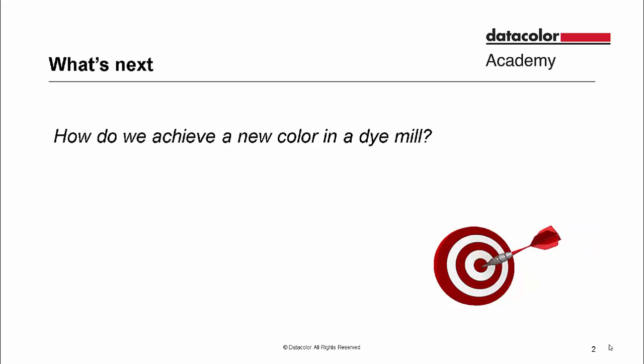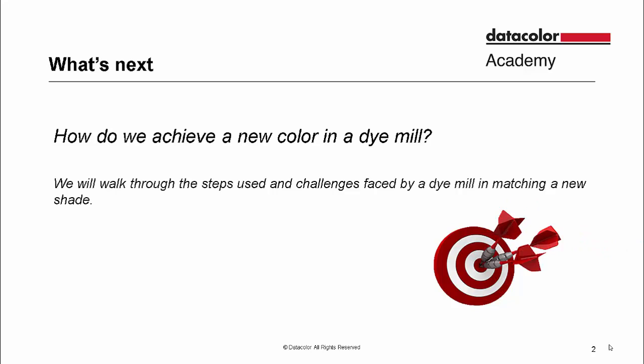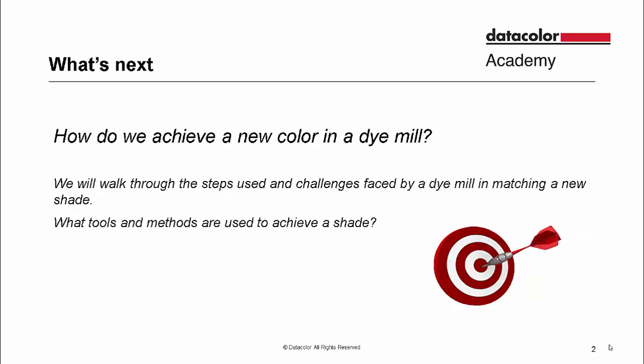In this webinar, we will walk through the steps used and challenges faced by a dye mill in matching a new shade. We will also explore use of the theoretical reflectance curves to improve the color development processes. So, how do we achieve a new color in the dye mill? We will walk through the steps used and the challenges faced by a dye mill in matching a new shade. What tools and methods are used to achieve a shade? Who will make these decisions and why?